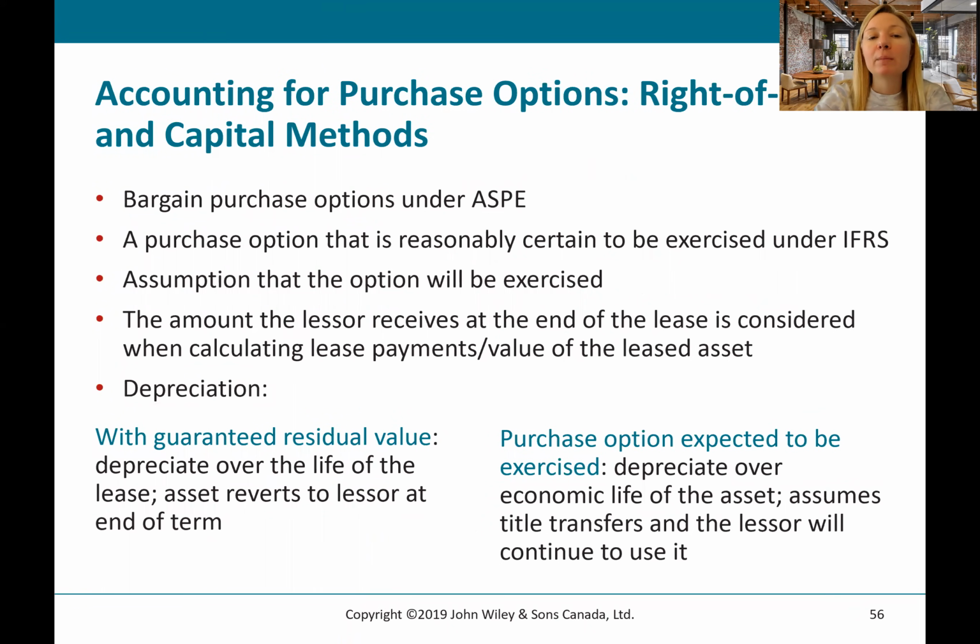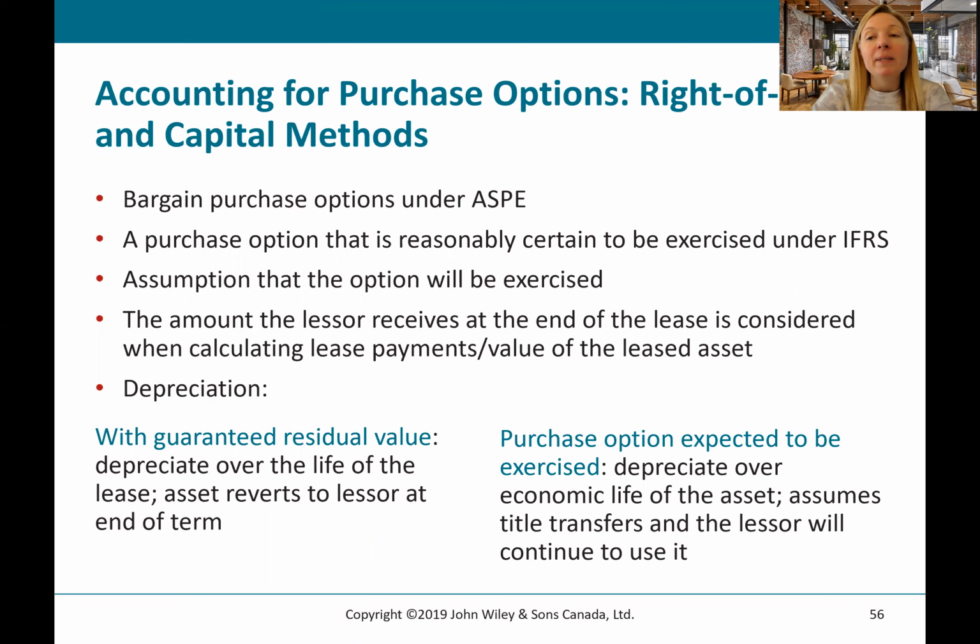So accounting for bargain purchase options. This is kind of an aside. First topic, accounting for bargain purchase options. So bargain purchase options are an option that is reasonably certain to be exercised. And it's the amount that the lessor receives at the end of the lease.